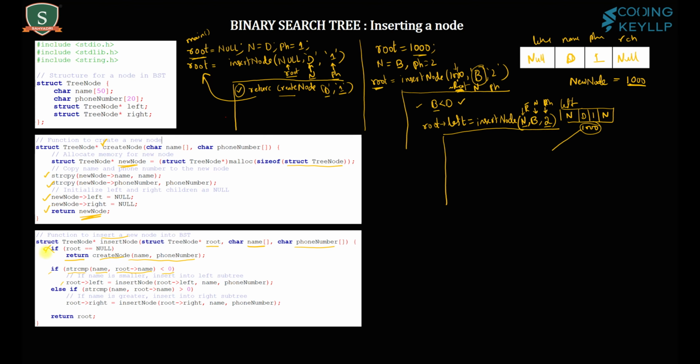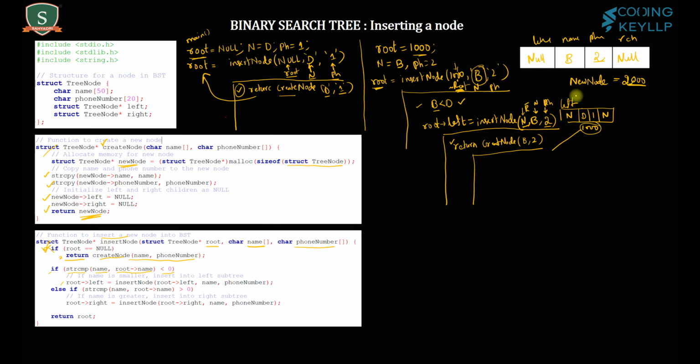If root is equal to null, what is the root value here? Null. So the condition is successful. When the condition is successful, what happens? The same return create node is called, with name B and phone number 2 passed. Again, what happens now? Create node will be called. You know what happens when you call this function? A new node will be created and the values B and 2 are assigned, with null on both sides.